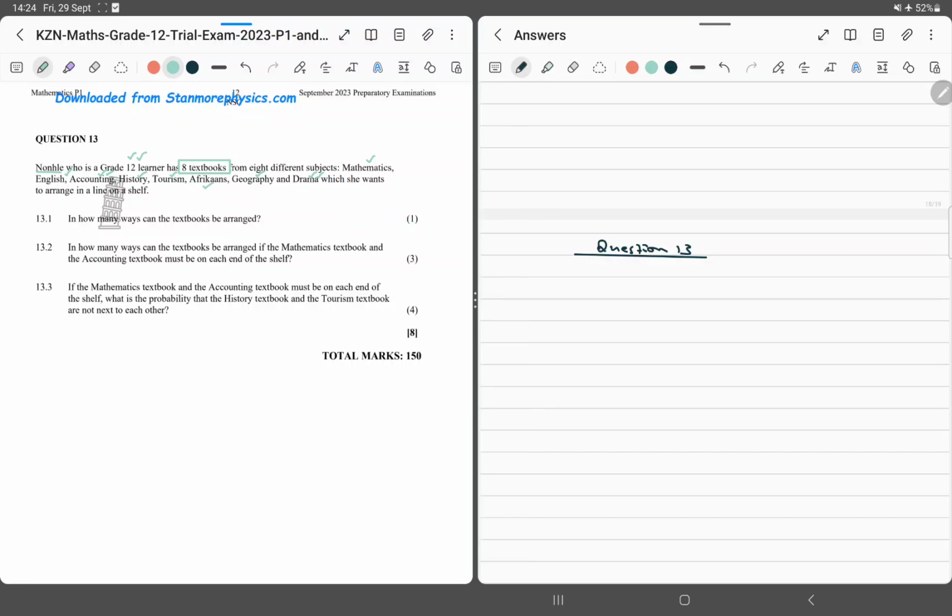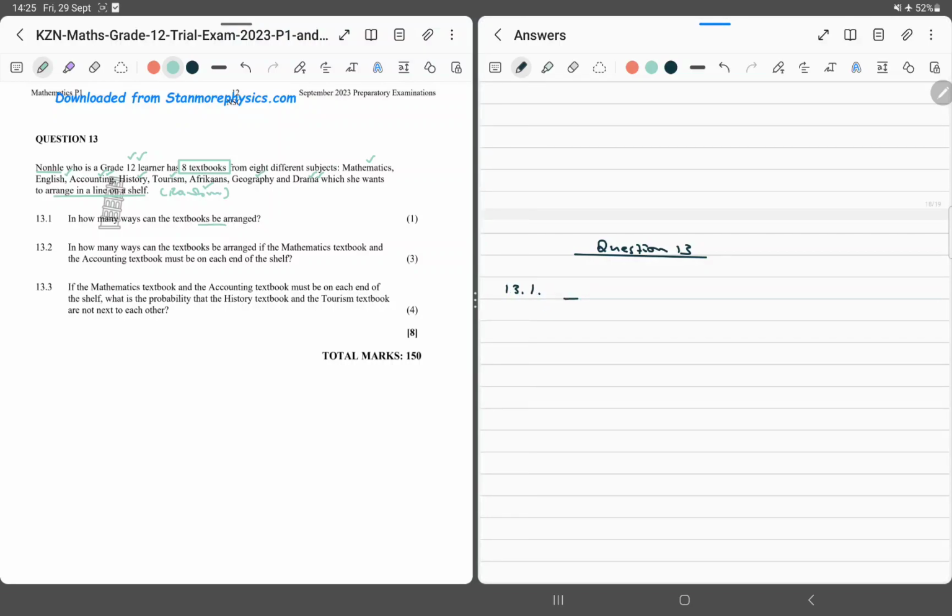Okay, which she wants to arrange in a line on a shelf. So she wants to arrange these things in a line. Now, in how many ways can these ones be arranged? This is basically a random thing, because it's not specific, so it's a random one. A random one is nice.